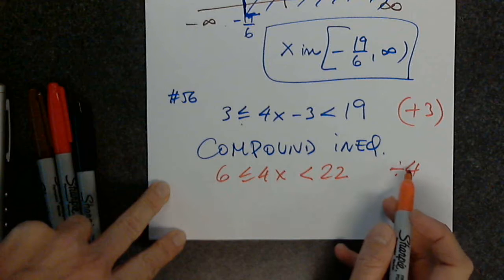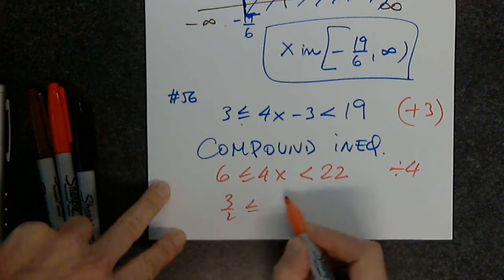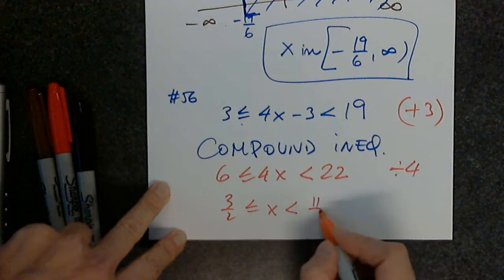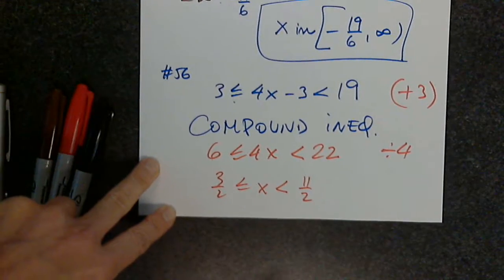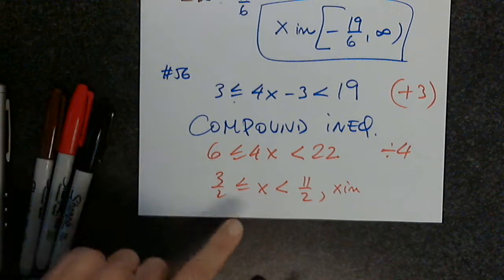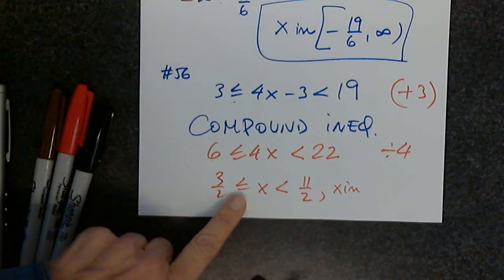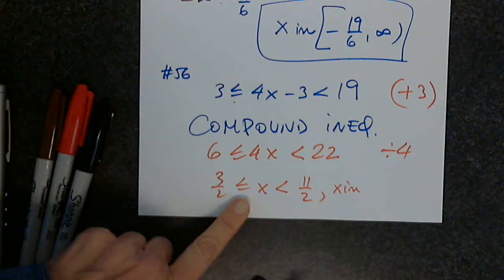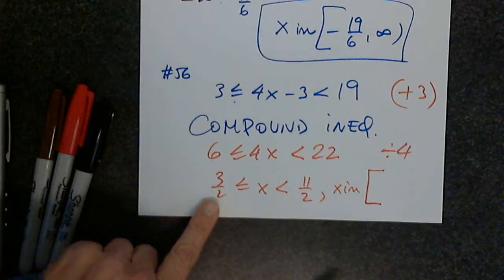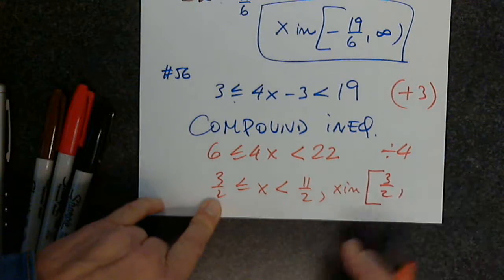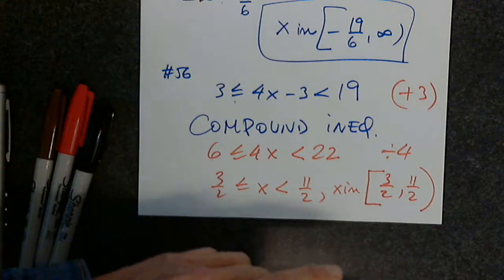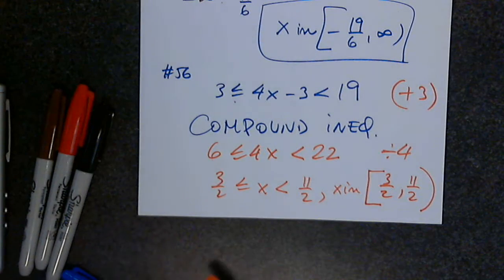So this is 6 divided by 4, which is 3/2, less than or equal to x, less than 22 divided by 4, which is 11/2. How will you write this in interval notation? x is in the interval. Yes, 3/2, comma, 11/2, and that was a parenthesis because it's not equal.